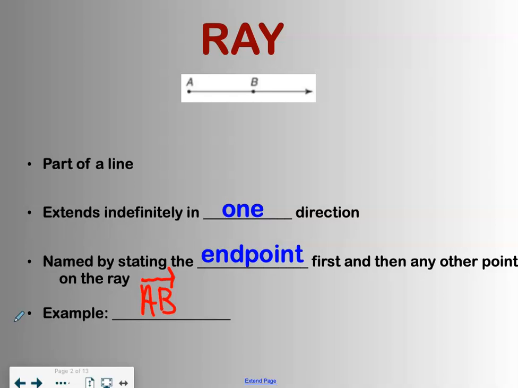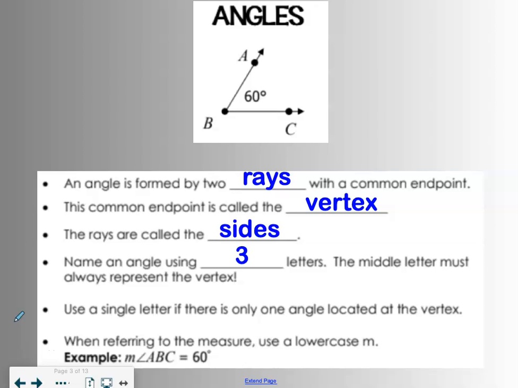So like I said, two rays together form an angle. Their common endpoint is called the vertex of the angle. And the rays form the sides. We name an angle using 3 letters, and I'll show you what that looks like in a second. But what you must remember is the middle letter is always the vertex.